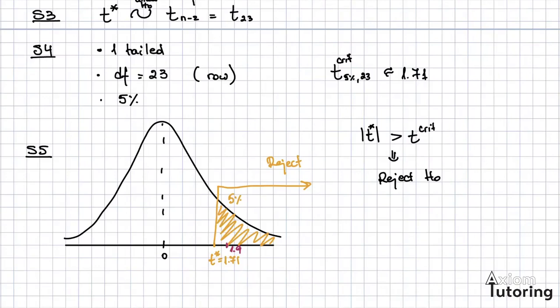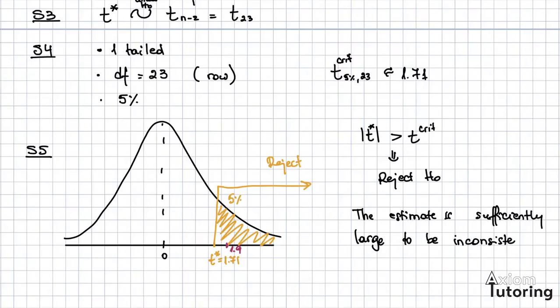It means that the estimate is sufficiently large to be inconsistent with a non-positive value, okay? Which means that, yes, we have found like a statistically significant positive effect, okay?